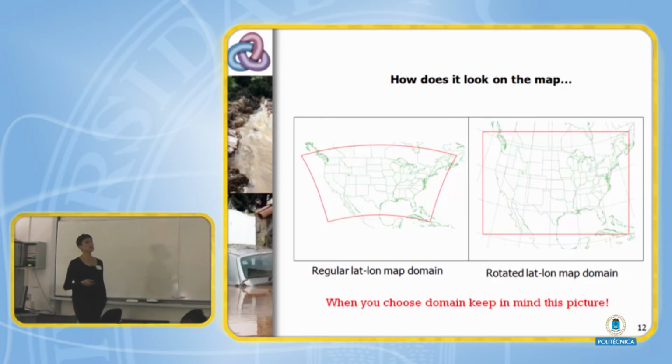And how does it look on the map? The calculation is made here, but after that, when we have to present this on a regular latitude-longitude map domain, we have curved lines on the boundaries. And what we wanted to have is a nice rectangular map.